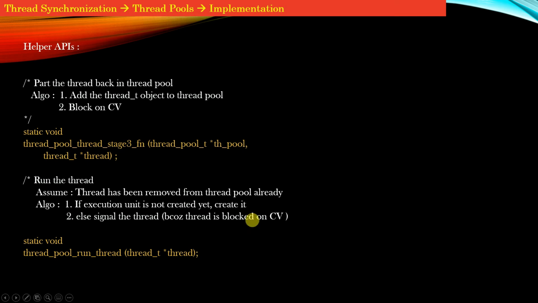right? So this API makes sense because when we run the thread, it simply means that either we are running the thread for the first time, which means the execution unit of that thread has not been created, or we are running the thread the nth time because we have fetched the thread from the thread pool and that particular thread has serviced the application n number of times already. So it simply means that that thread must be blocking on its condition variable, and this API would simply signal the condition variable of that thread, right?